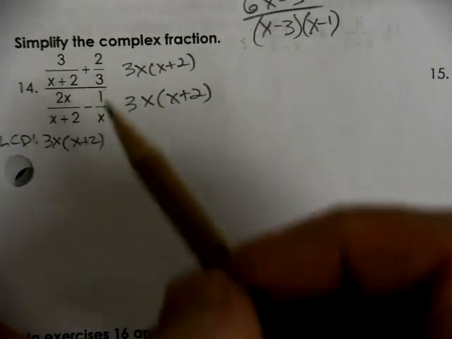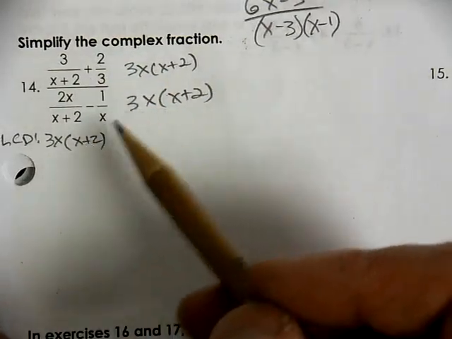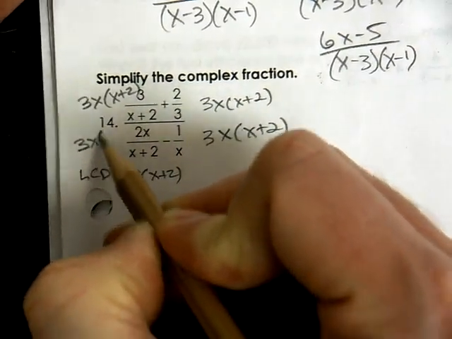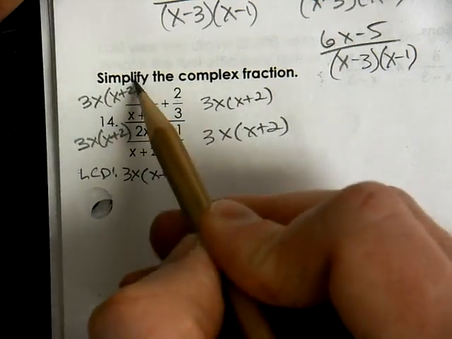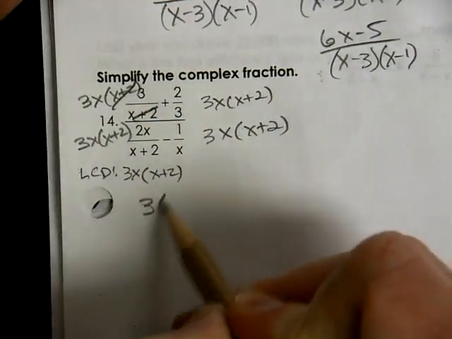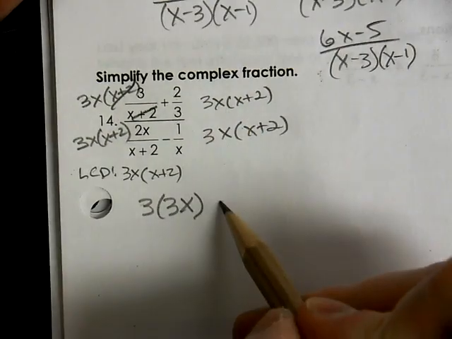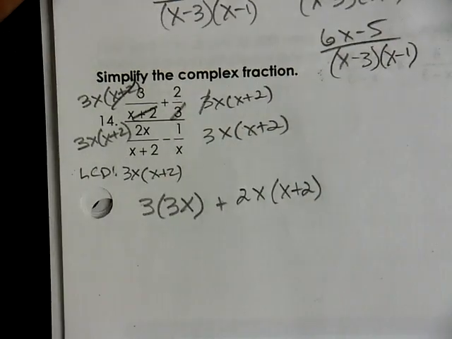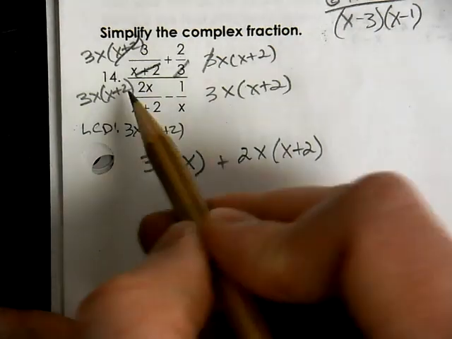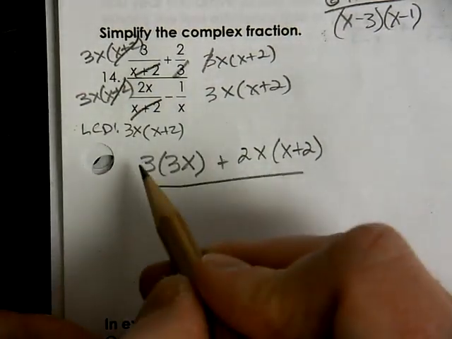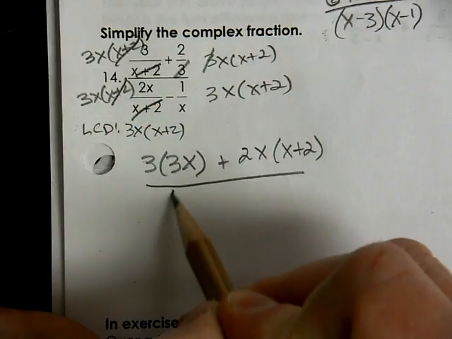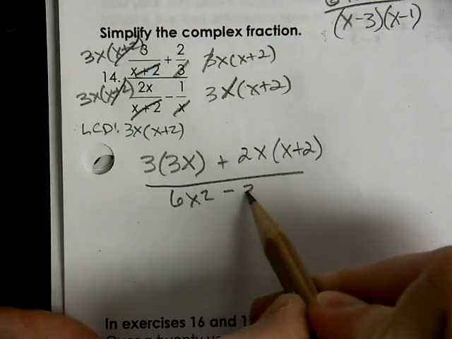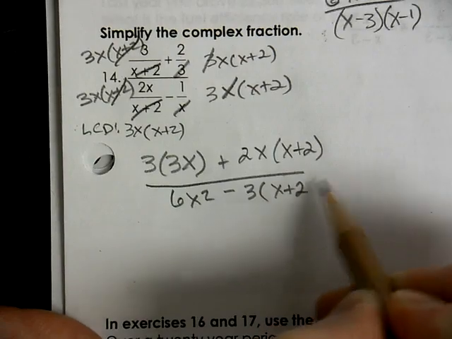I need to distribute that to both fractions in the numerator and the denominator. So I often like to write it on both sides. So when I multiply it here, my x plus 2's cross out, and I'm left with 3 times 3x. On this side, my 3's cross out, and I'm left with 2x, x plus 2. In the denominator, my x plus 2's would cross out, and I'm left with 6x squared. Here the x would cross out, and I'm left with 3 times x plus 2.